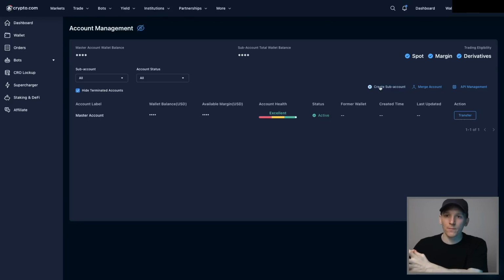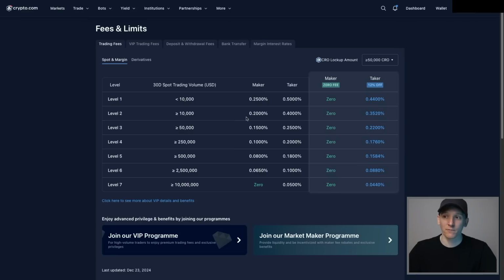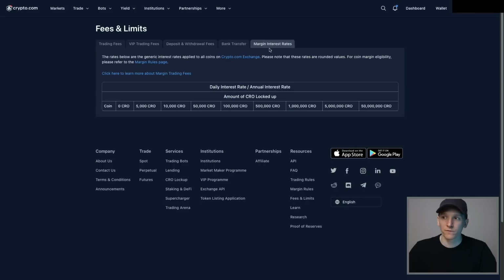Now, every sub account, that's a kind of whole of account margin basis, right? So all the trades you have are being collateralized by all the margin in there. So you can create sub accounts to segregate different trades and strategies. Margin trading fees are exactly the same as spot trading fees. And that's because we're actually trading in the spot market. We're just borrowing money to go ahead and do that if you want to take leverage. So the margin interest rates are important as well.